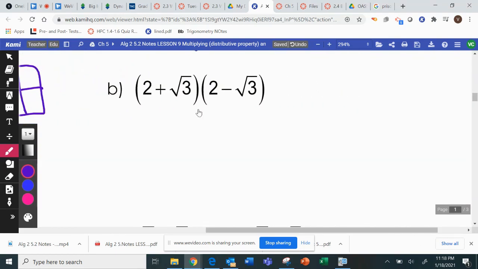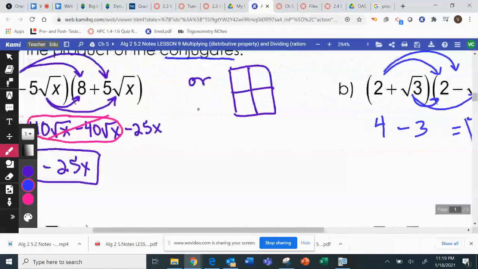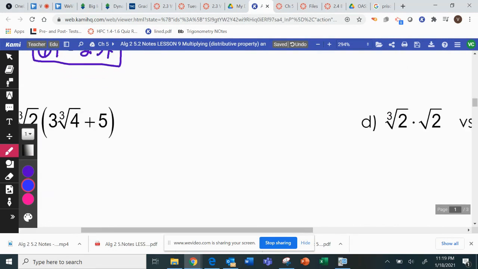So for this one, if I want to take that shortcut, and you don't have to do the shortcut. If you don't understand it, that's okay. Just use the grid, multiply it out. If you want to take the shortcut, we will be looking at 4. Our outside and our inside will cancel out. And then our last will be minus 3, which is 1. Those are conjugates.